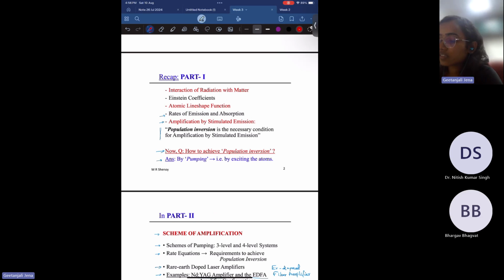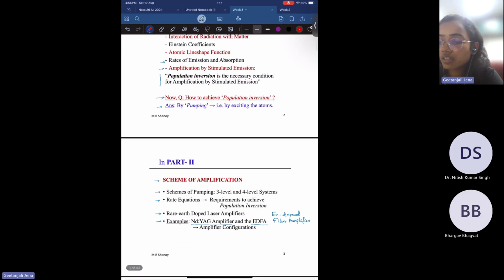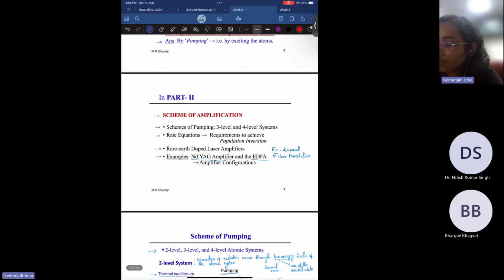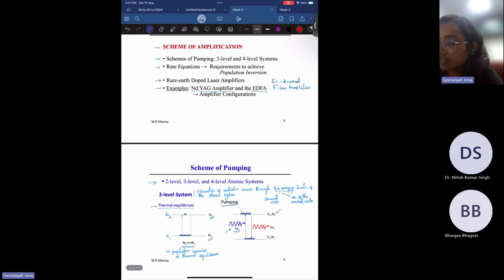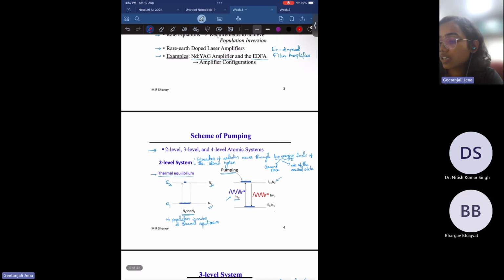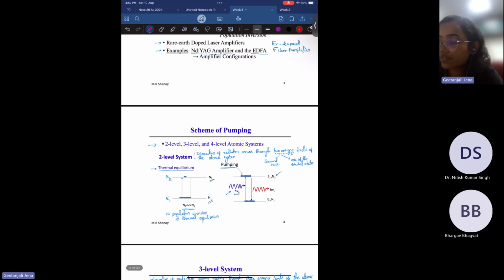In the next slide, we will see that we achieve population inversion by pumping the system, that is, by exciting the atoms through an external pump. We'll discuss different types of pumping, like pumping in a 2-level system, a 3-level system, and a 4-level system. Let us discuss the 2-level system first.